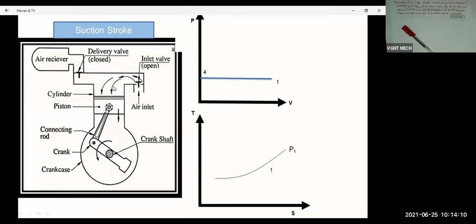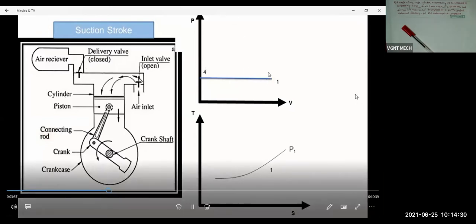When pressure is increased, then the inlet valve is closed and the delivery valve is also closed. Then the inside volume of the air is reduced and pressure is increased, so it's known as the compression process. In the compression process, the pressure is increased and volume is reduced.